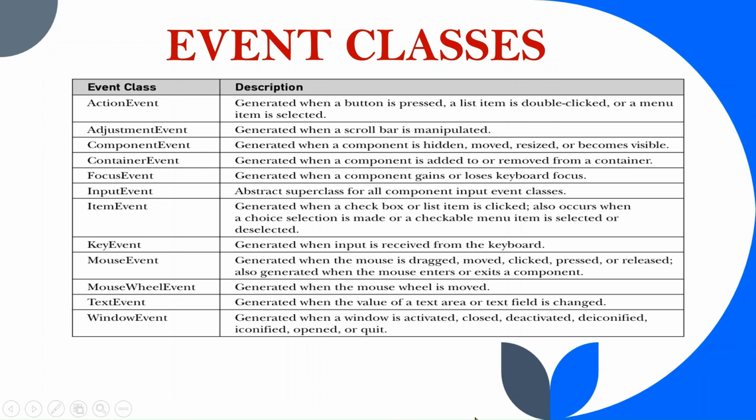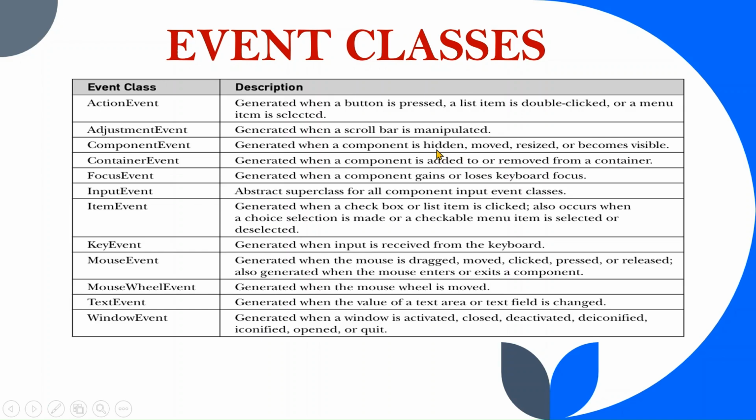So if you try to adjust the particular window through the scroll bar, then the adjustment event is generated. Component event is generated when a component is hidden, moved, resized, or becomes visible. A component could be anything like a checkbox, radio button, list box, then we have a button, text field.